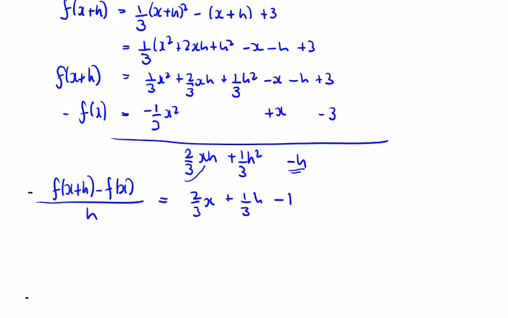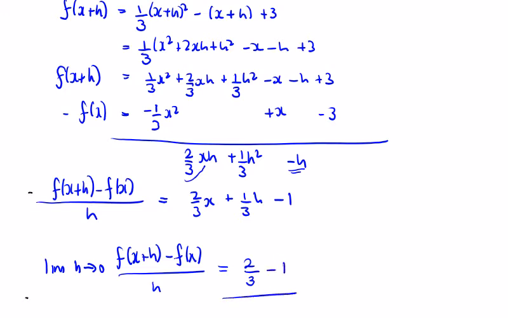So how do we get rid of the h? Well, we say the limit as h tends to 0 of f of x plus h minus f of x divided by h is equal to 2 thirds x minus 1. And that's the derivative, 2 thirds x minus 1. That's your differentiation from first principles.